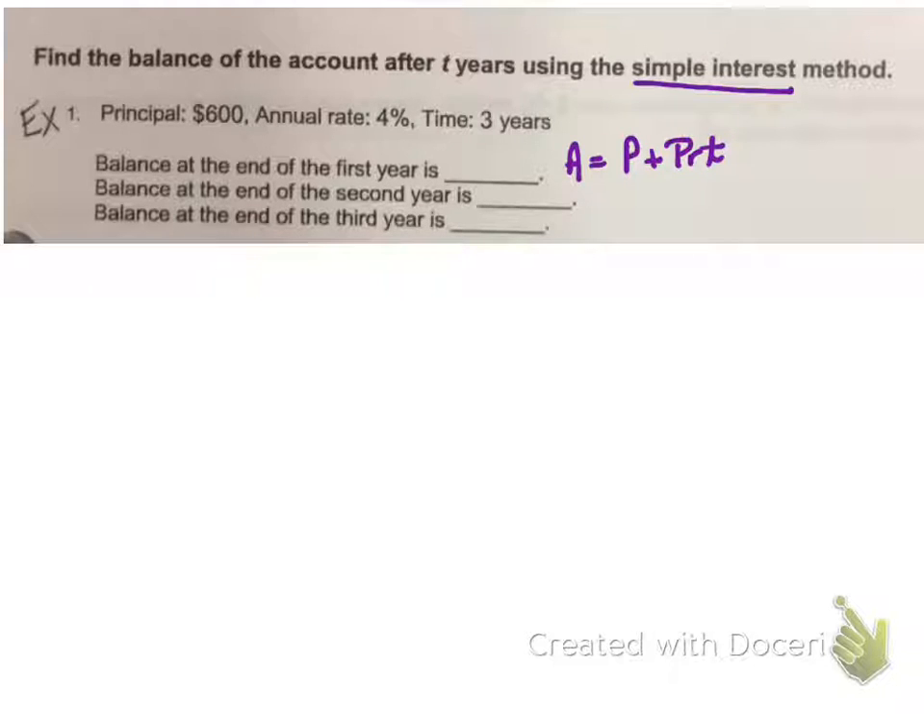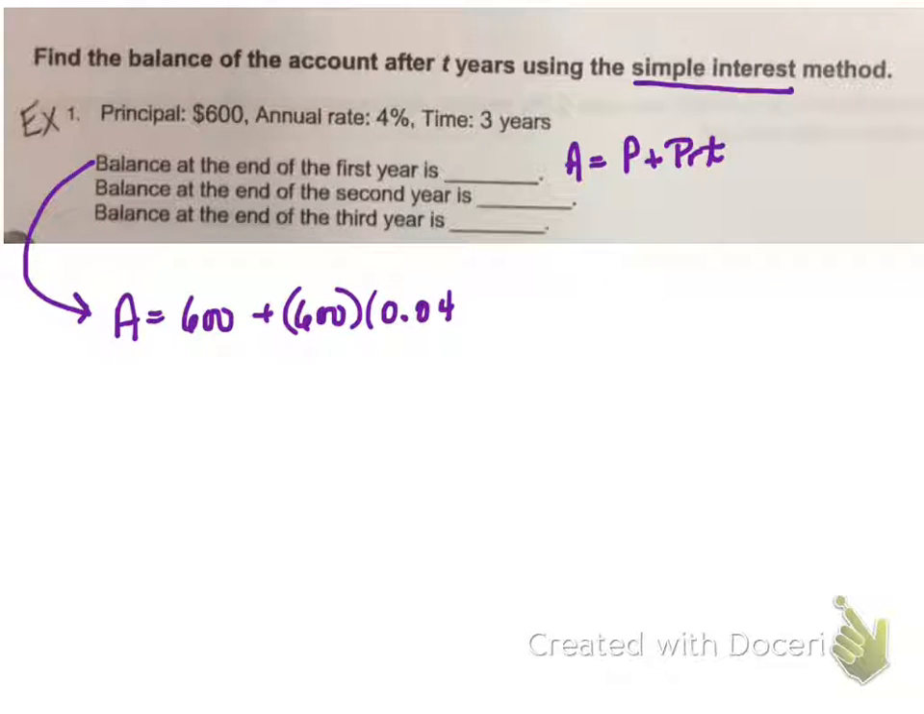Alright, so then you're going to pick up your calculator and you're going to do A is equal to 600 plus 600 times 0.04. Not times 3, my bad, because this says the what? First year. First year, so it'd be times 1. 624. That's what I got. Okay, so that's after the first year, $624.